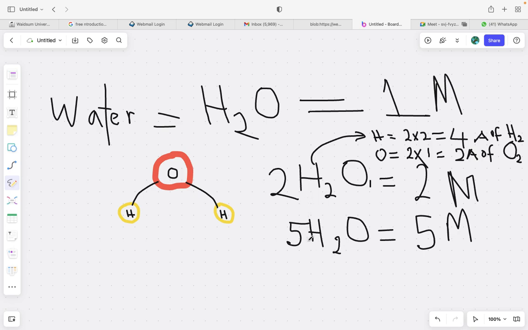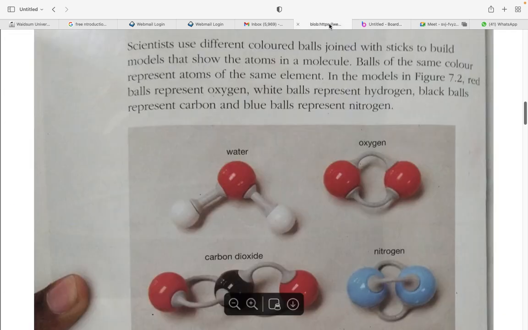Okay, so we get the concept, right? Do you want another example, or should we go to another compound? Use another compound. Yeah, now we take another compound. I understand. Okay, good.